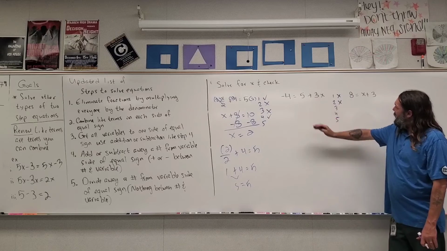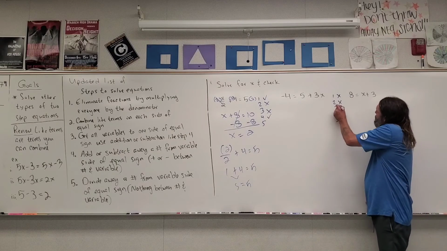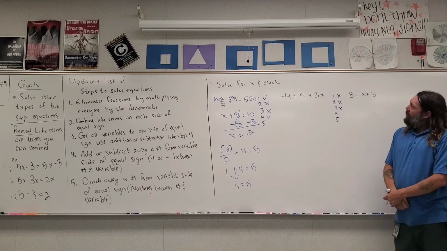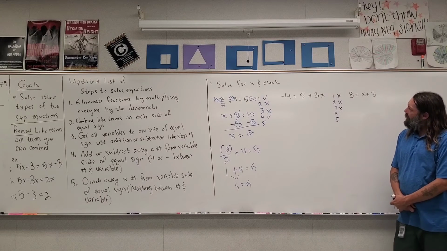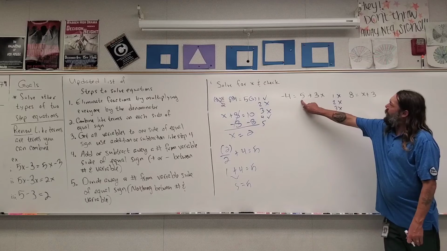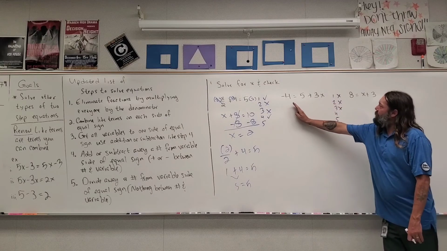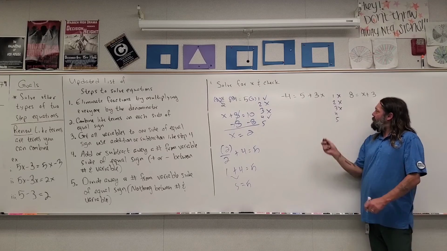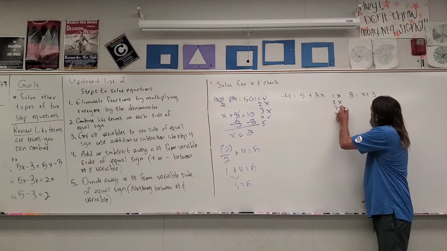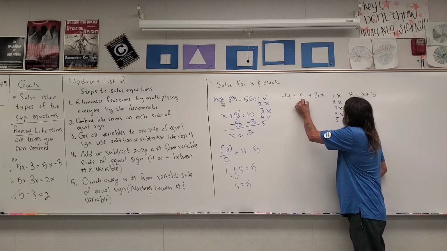Yes, they are. So I don't need to do step 3, I don't need to get them to one side. Step 4, can I add or subtract away a number from the variable side of the equal sign? Do I have a plus or minus between a number and a variable on one side of the equal sign? I do. The 5 has a plus between it and the x, so I can get rid of that positive 5 by subtracting 5 to both sides.